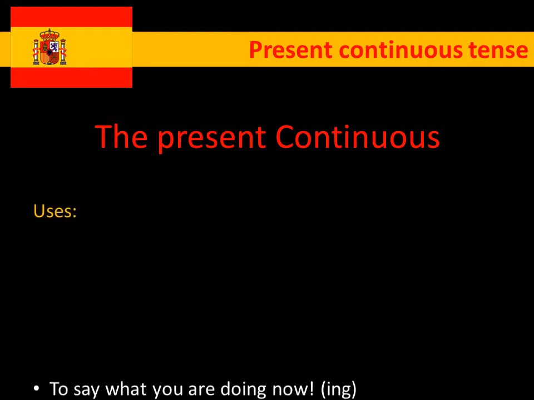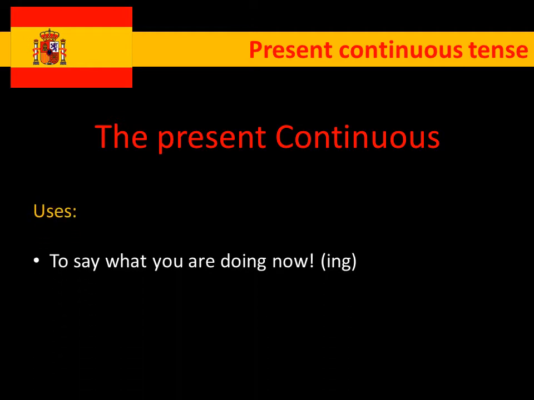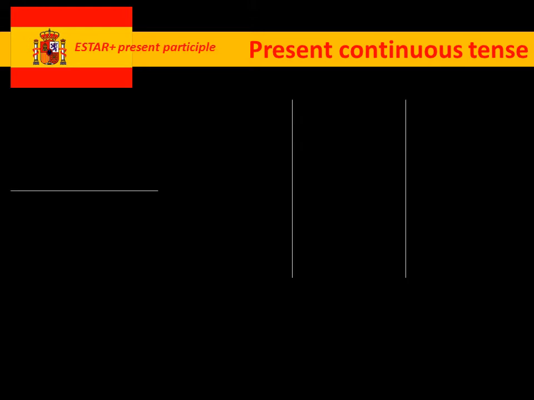So the use of the present continuous is to be able to say what you're doing now, as in using -ing, to be able to say I am playing, I'm listening, I'm reading. So how do we form it then?